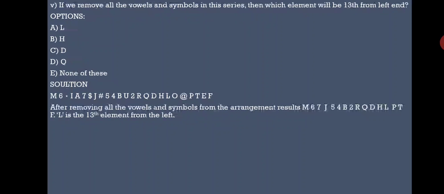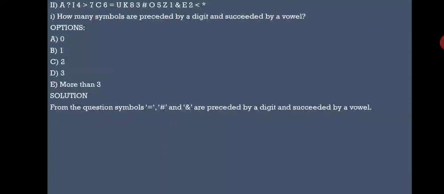succeeded by a consonant. So fifth question: if we remove all the vowels and symbols in this series, then which element will be 13th from the left hand? We need to remove the vowels and symbols in the series and find the element which is 13th from the left. Okay, the options are given. Solution: first write the question term. So after removing all the vowels and symbols, the term will be like M6, 7, J, 5, 4, B2, RQ, DH, LPT, F. So after the rearrangement, we need to check the 13th element from the left hand. So here L is the 13th element from the left hand.